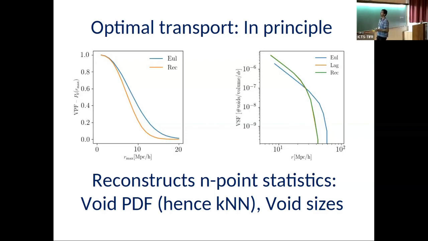All right, and this is interesting because there's been recent work saying, if you want to use voids to constrain cosmology, then maybe you're better off doing it in the reconstructed field. And this is to show you that, yeah, maybe that's true. At least this method does get you the initial void.